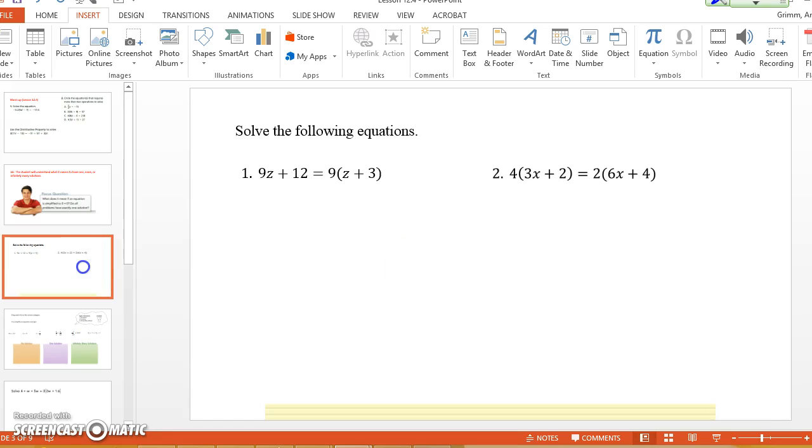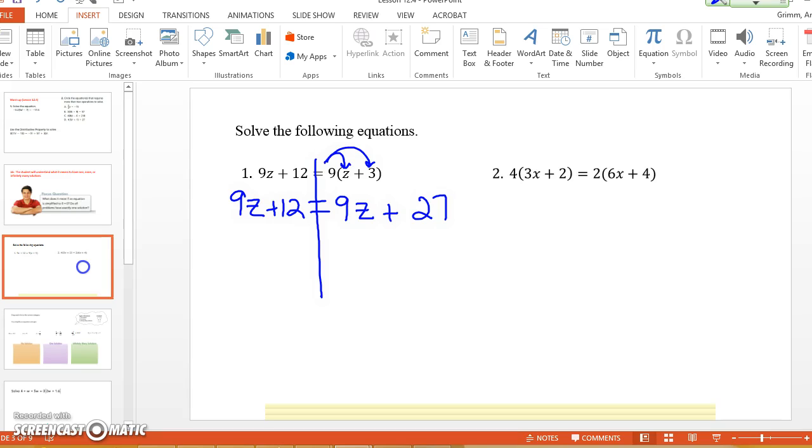Okay, so look at this slide right here. We're going to start off number 1, solving it the same way. Okay, all of this algebra stuff's the same. So I'm going to draw a line, and I'm going to start off with my 9z plus 12, and then I'm going to distribute my other side. So 9z plus 9 times 3 is 27. Okay, I've always told you to do what first? Get your variables together.